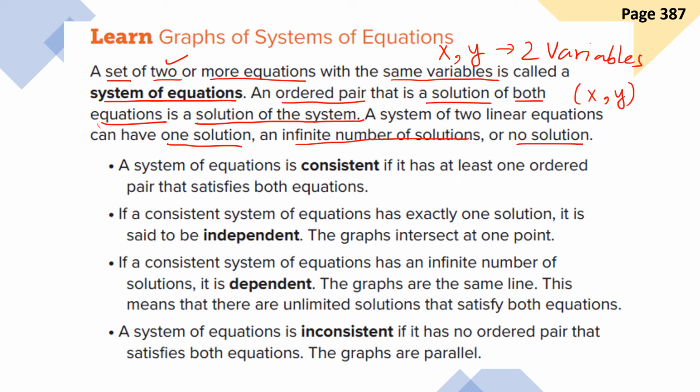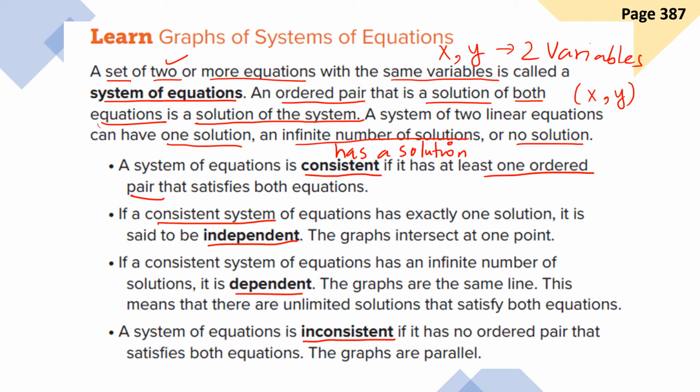Now you have to understand the meaning of the word consistent, independent, dependent, and inconsistent. Very important. So consistent means it has a solution. So now that solution may be one, that is one ordered pair, or it may be many. It may have infinite solutions. Still it is going to be consistent.